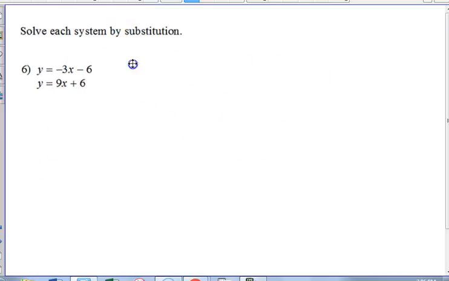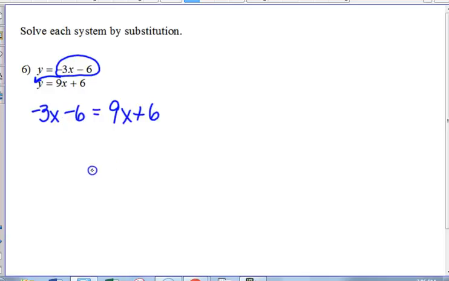All right, what are we going to do on this one? We could do some rearranging, but is there an easier way? Plug it into that. Just take all of this stuff that's equal to y and put it in for that y, right? So it'll say negative 3x minus 6 equals 9x plus 6. Now this is a really good one to make arithmetic mistakes on. Yeah, whatever order you want to do it in, but just be careful because it's easy to get 0 or something.